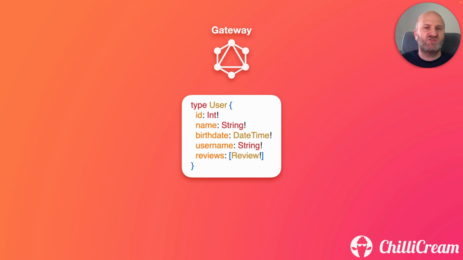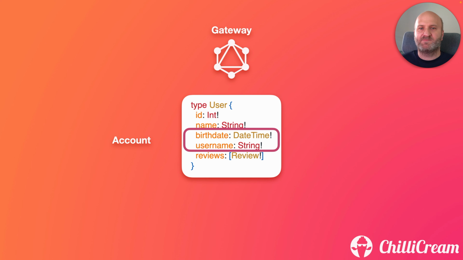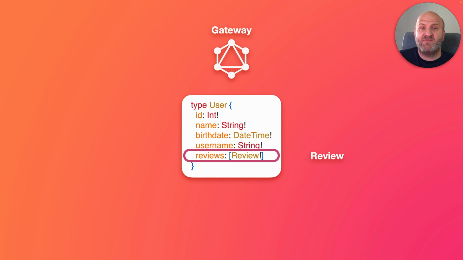If we look at the merged user type, for instance, we see that we have several fields. Some of them are overlapping, meaning they are available in both subgraphs. And this can help our execution engine to plan where to get the data most efficiently from. Other data are maybe only available on the account service or only available on the review service.